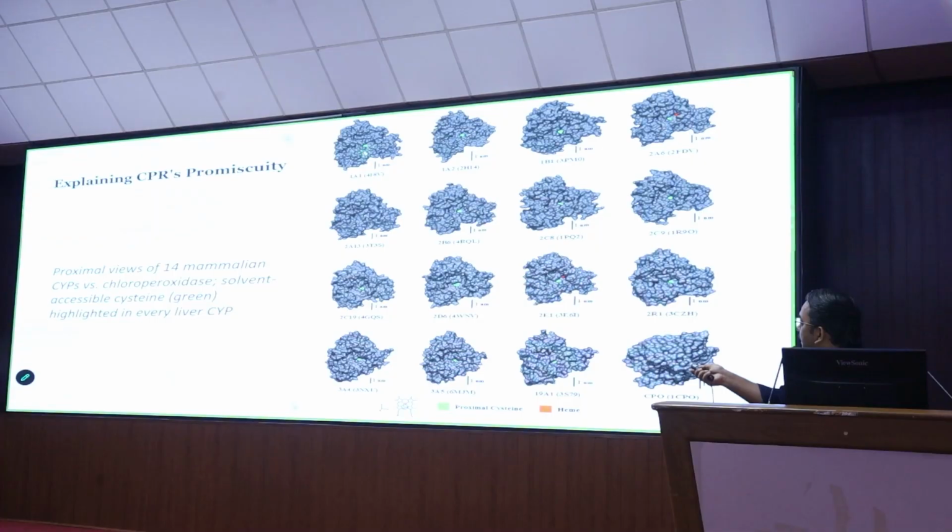We see here that if you look at 2S6 and 2E1, you can also observe a red dot over here and the green dot. So this is actually solvent accessible. There's the proximal side where the cysteine actually holds the heme. This is the proximal side, and that is accessible to the solvent.